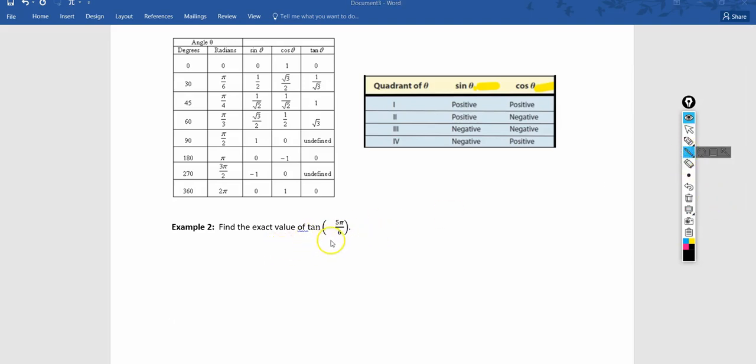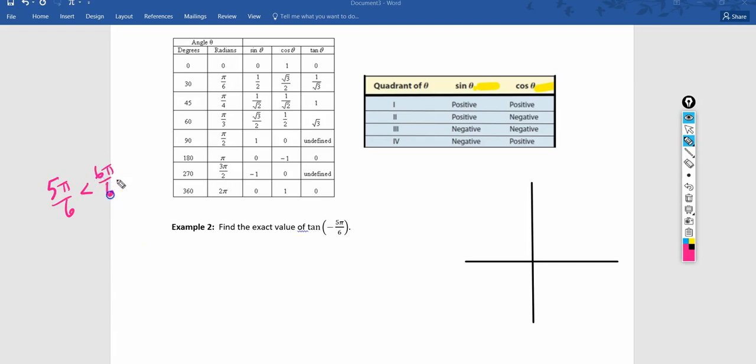So I want the exact value of tangent of negative 5 pi over 6. So first I need to draw it in standard position and see where it's at. Okay, now it's a negative angle, so we're going to be moving in a clockwise direction. And 5 pi over 6 is a little bit less than 6 pi over 6, which is pi radians. Now, pi radians is the flat angle. In the negative direction, it's going to be that. So negative 5 pi over 6 is going to be just short of doing the flat angle in the negative direction.